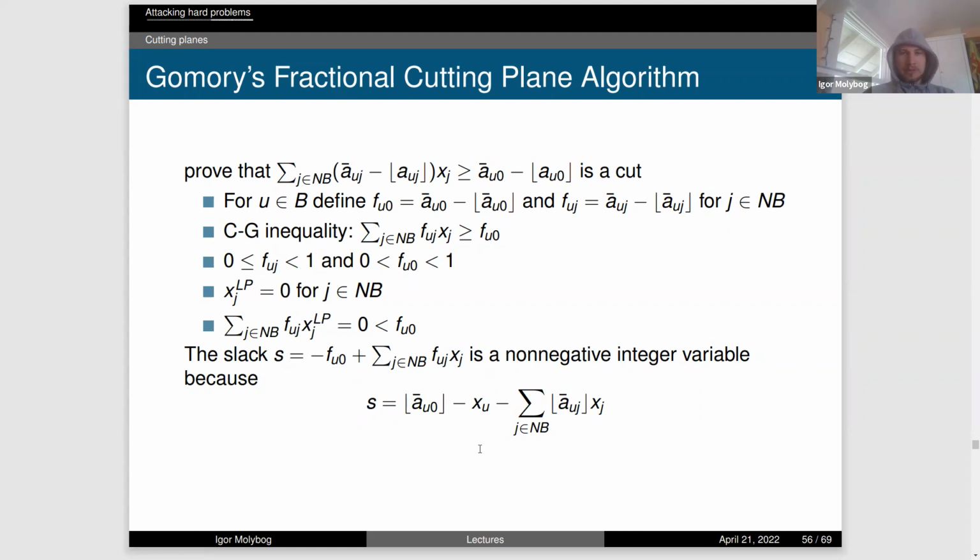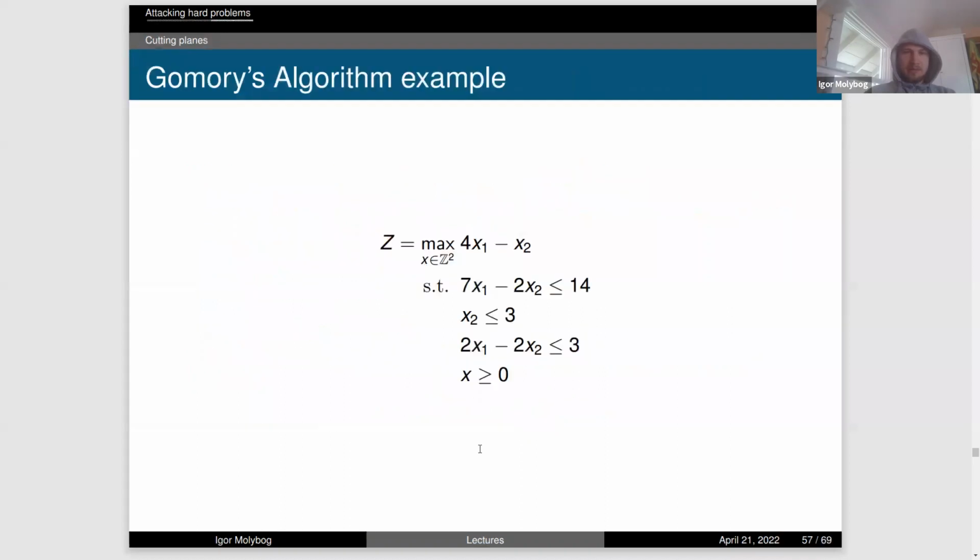Before we switch to the example, I would like to know if there are any questions, since I have reminded you a little bit of things that we have covered last time. Are there any questions regarding the proof or anything? If it's all clear, let me consider the Gomory's algorithm example.